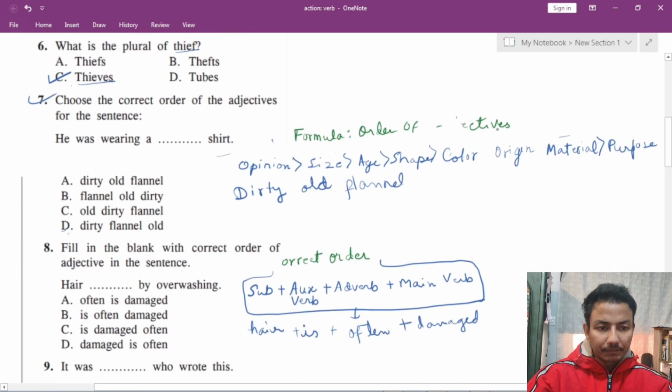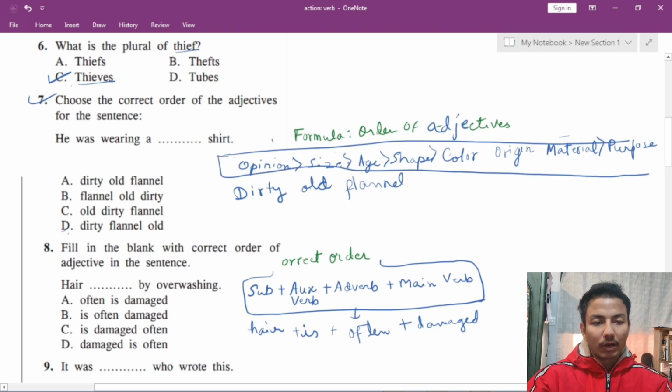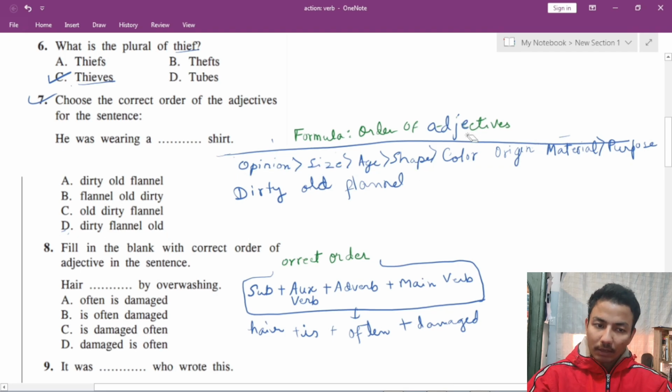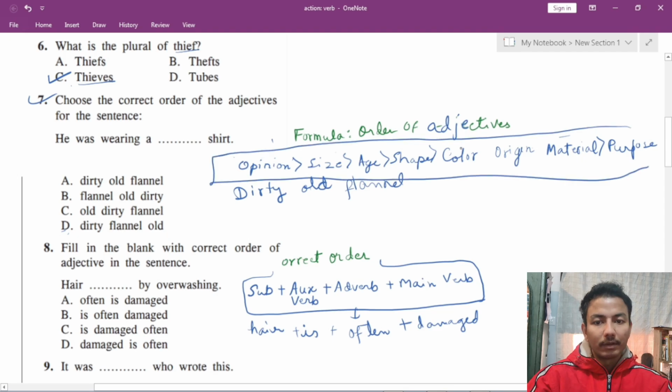Question number 7. This is about adjectives. For this kind of question, I have written this formula for you. If you are making notes, then please make notes and learn this formula by heart, because it will help you whenever these kinds of questions arise in the exam hall. I'm sure if you follow this formula, you'll be able to answer these questions.